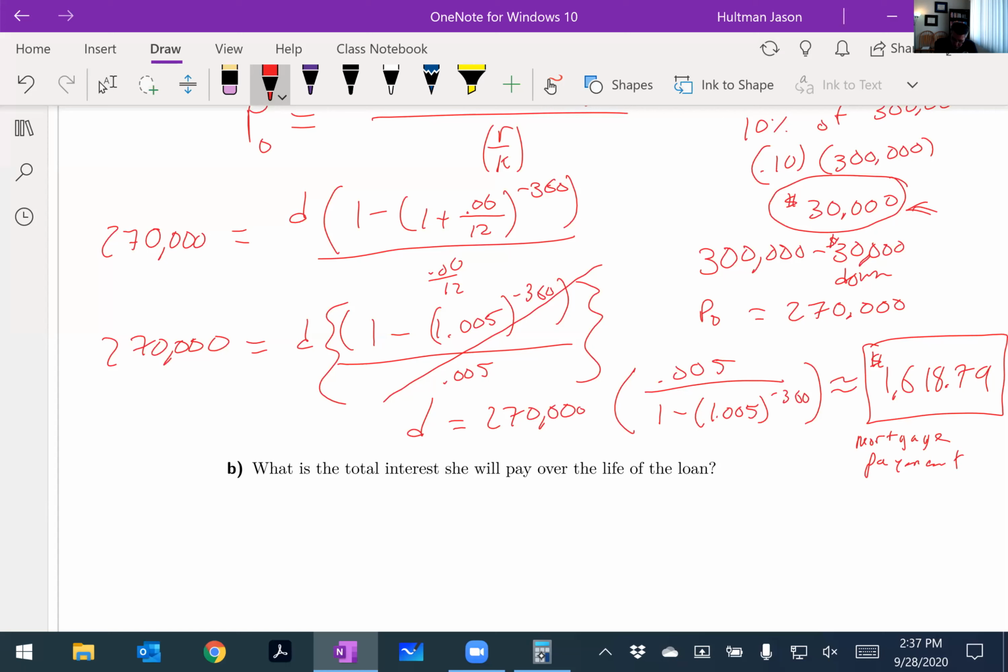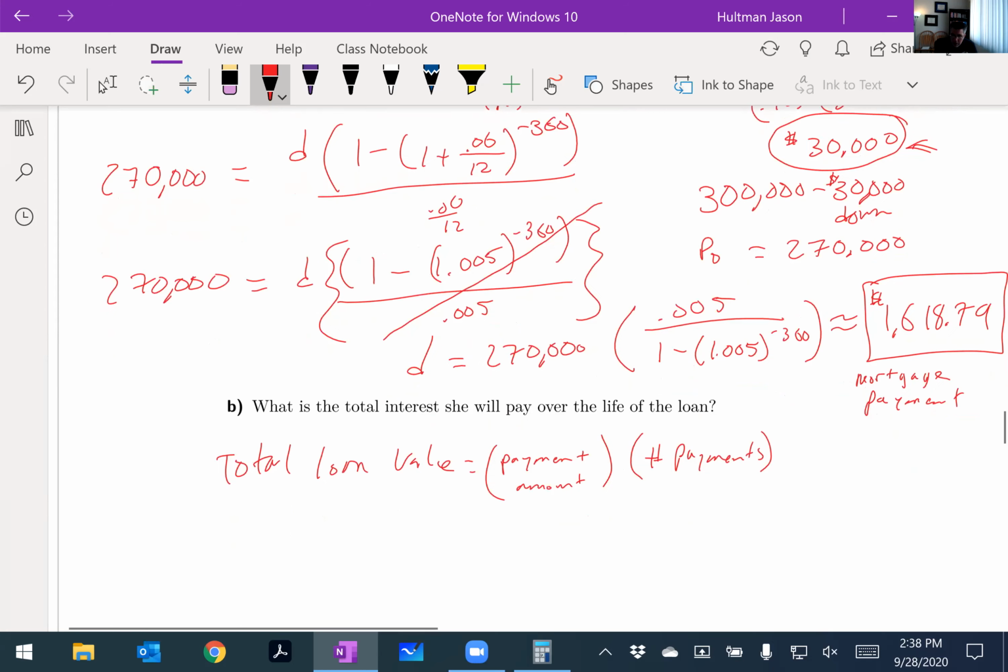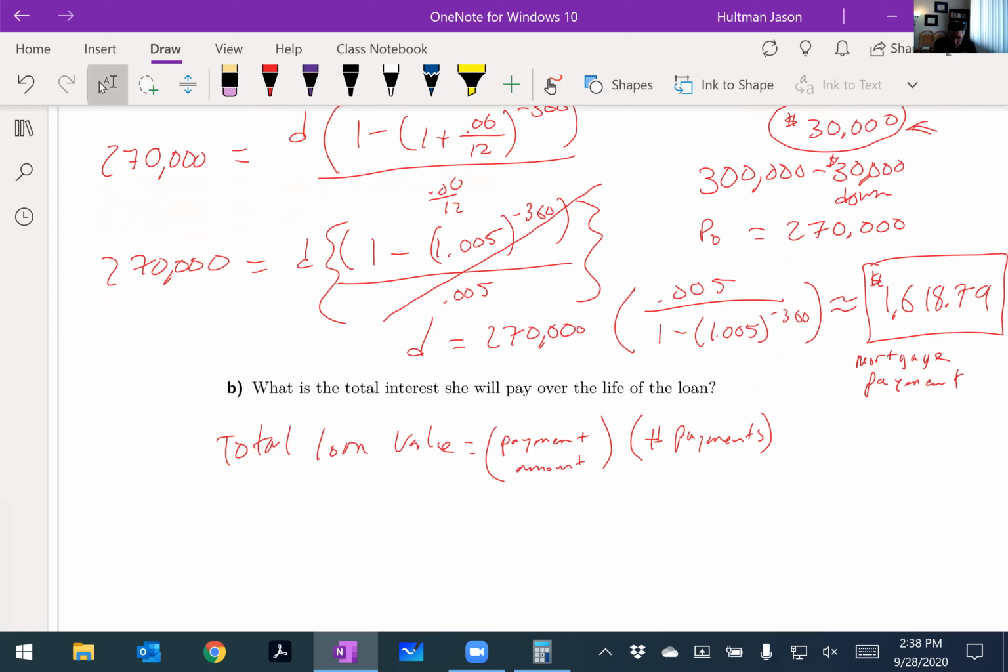Okay. What is the total interest she will pay over the life of the loan? So this one's a little interesting because, again, what is the total loan value? Well, the total loan value is the payment amount times the number of payments. This is the total amount that you have to pay back. Not the 270,000, that's just the principal.